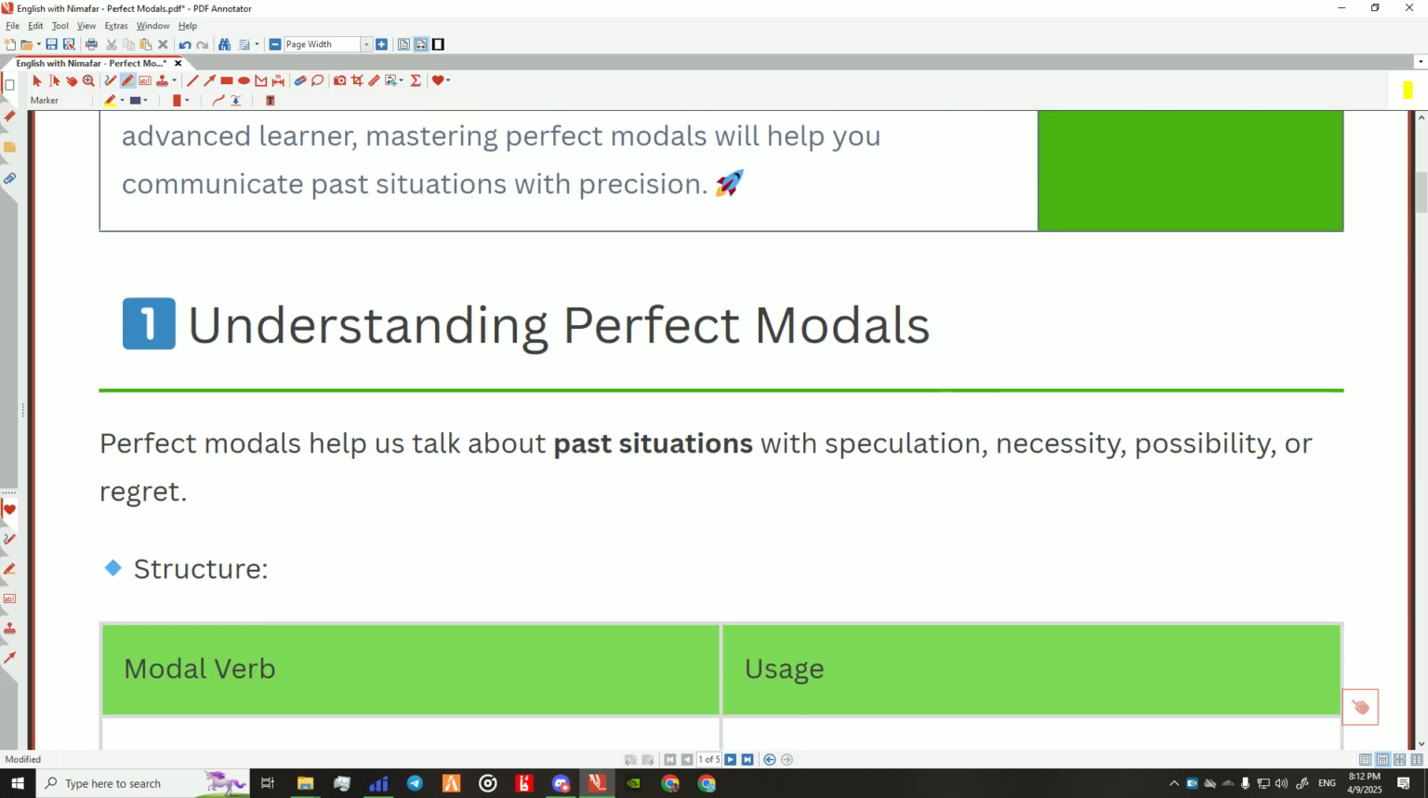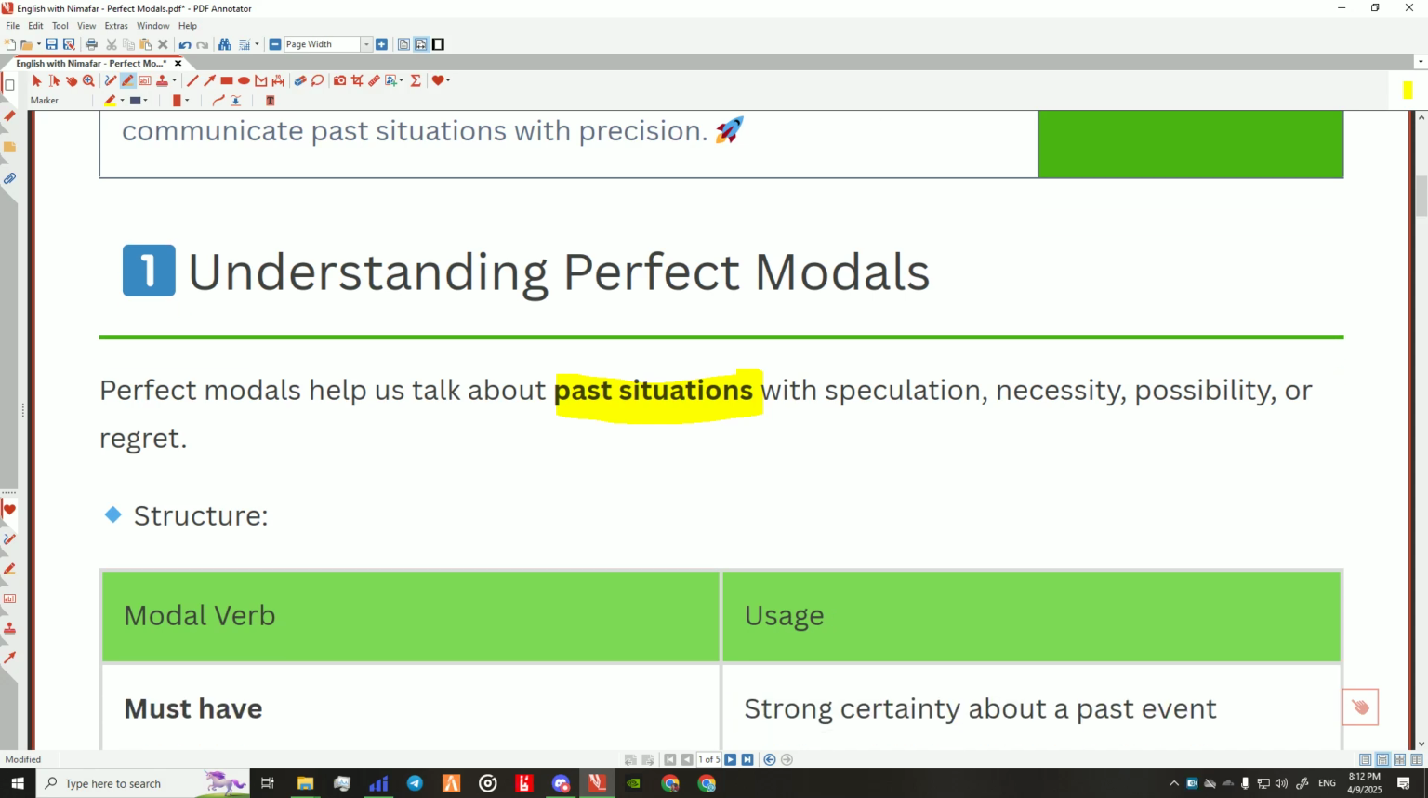Perfect modals help us talk about past situations. So in this topic, we're just going to talk about past situations. We don't care about the present, nor do we care about the future. Whether it's speculation, necessity, possibility, or regret, something that you guys have already mentioned.